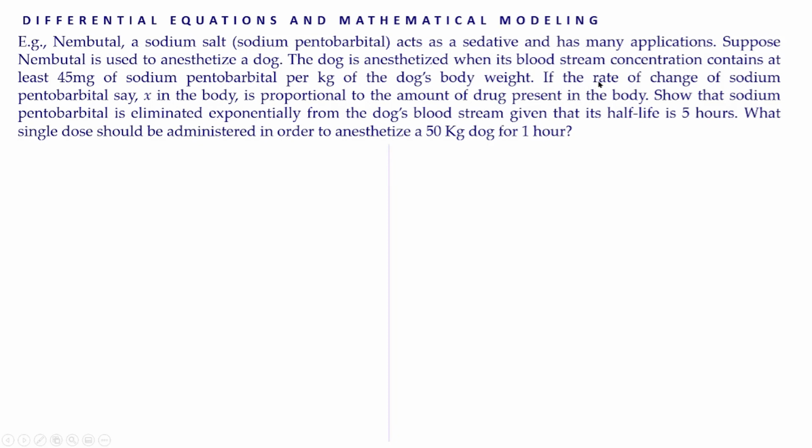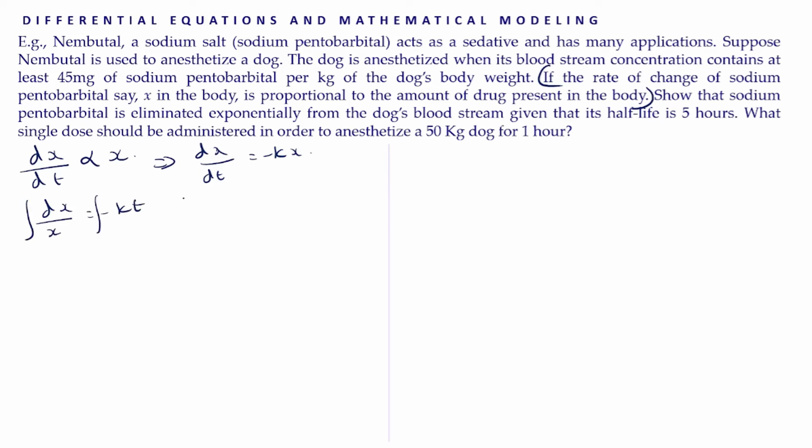Then it is given that the rate of change of sodium pentobarbital, say x, in the body is proportional to the amount of drug present. So here we have the first step. The rate of change of this sodium salt is proportional to the amount of drug present in the body. So we have dx by dt proportional to x. From this we have dx by dt equal to minus kx. Let us solve this differential equation.